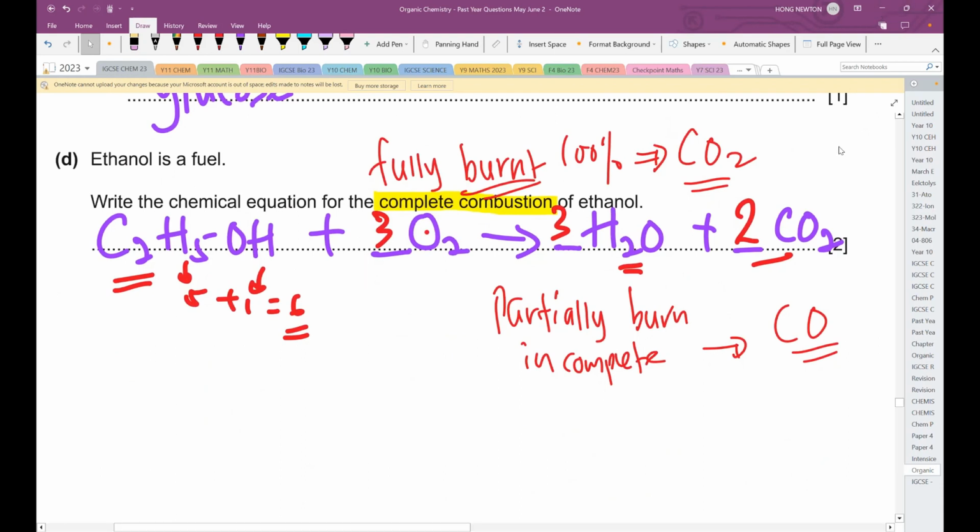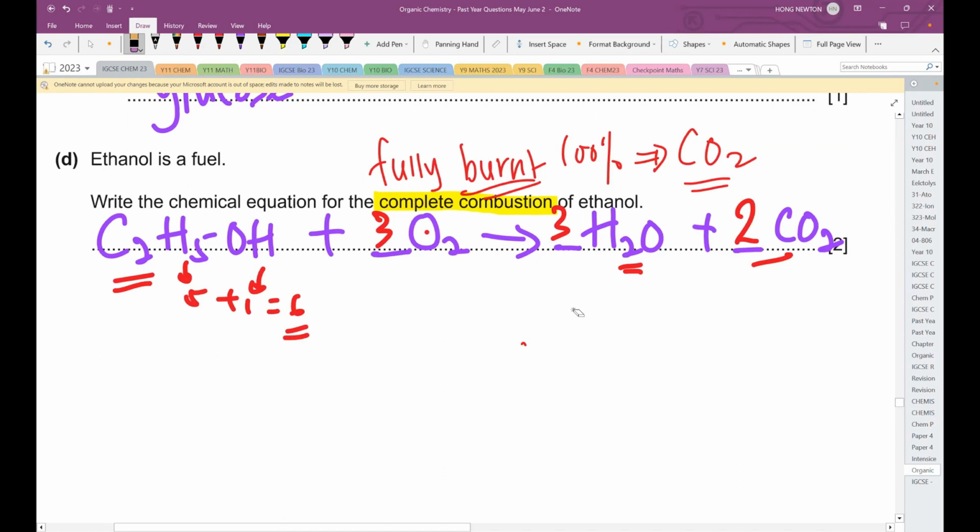Okay, so this is how to do the balancing. Okay, maybe we can quickly finish the rest.